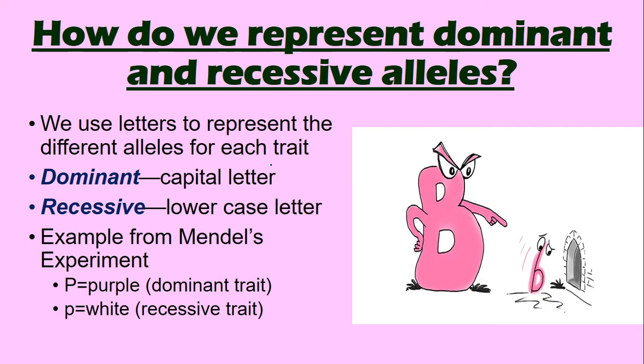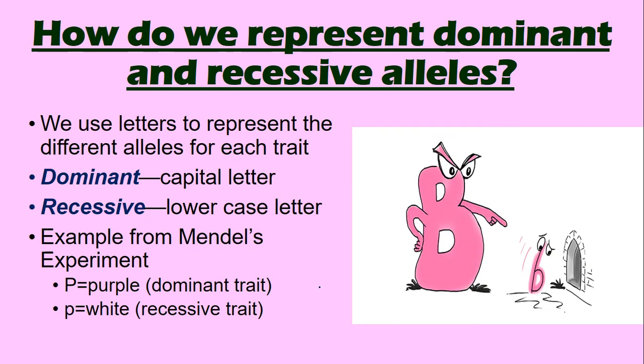So say we're talking about brown eyes and green eyes. We're not going to use different letters here; we're going to use the same letter. The dominant trait will get the capital letter, which will be a capital B here, and the recessive trait will get the lowercase letter, the lowercase b.